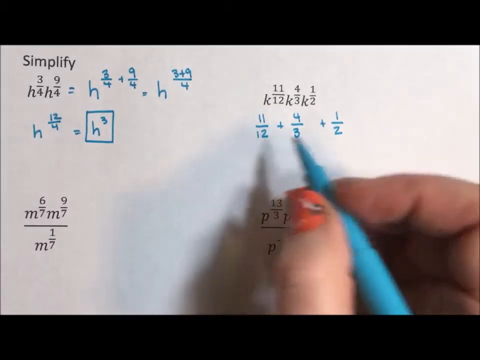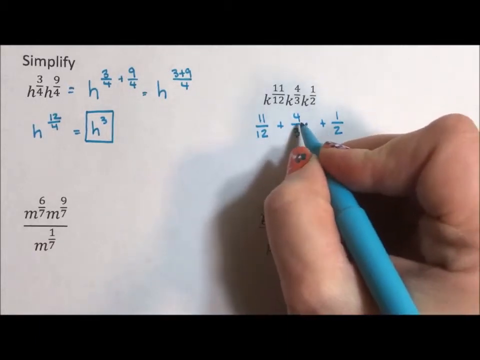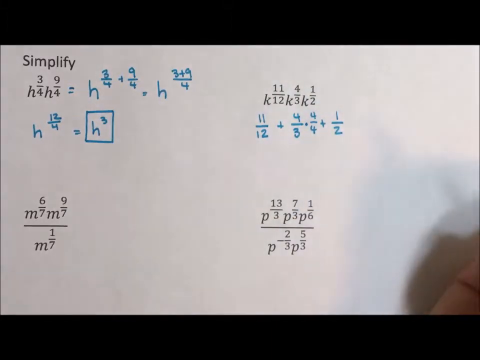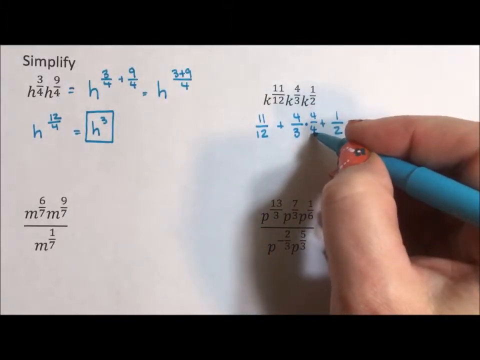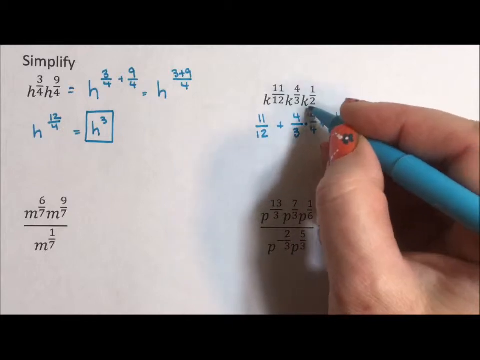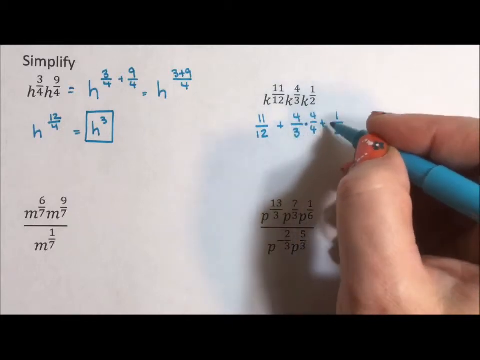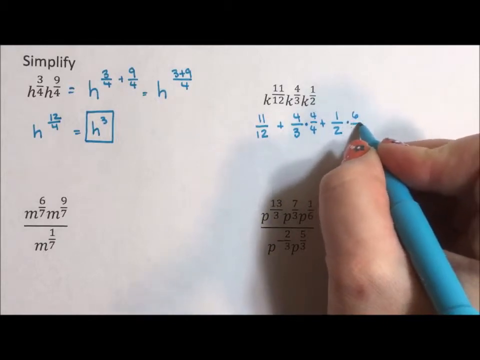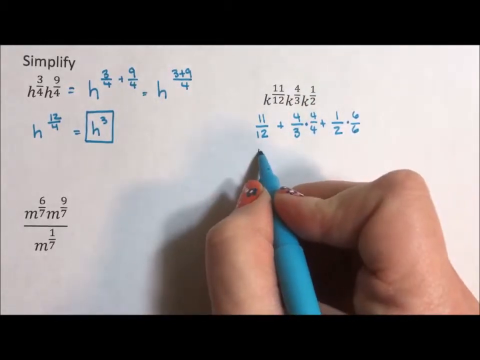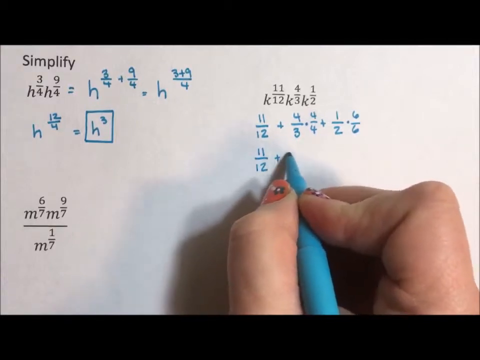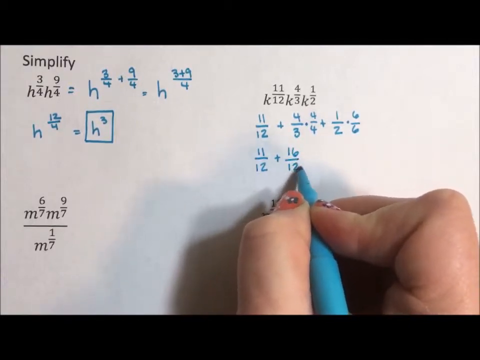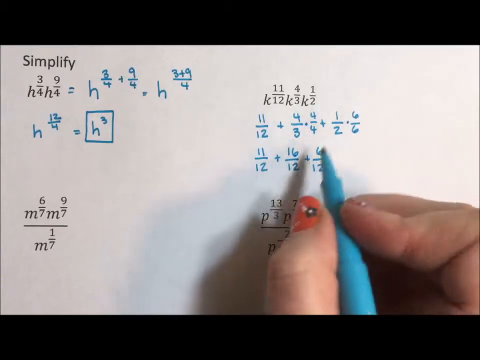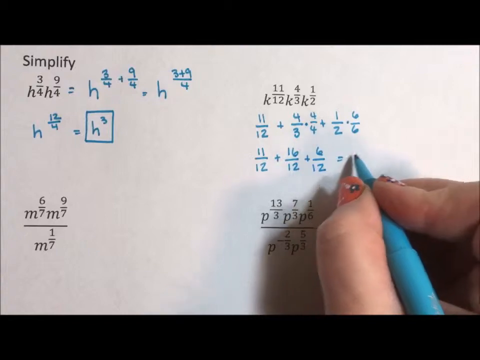To get all my denominators to be 12, I'm going to multiply this fraction by 4 over 4, so that the denominator becomes 12. 4 over 4 is just 1, so by multiplying this fraction by 1, I'm not inherently changing it. I'm just multiplying it by an interesting version of 1. And I'm going to multiply this fraction by 6 over 6. I end up with 11 over 12 plus 16 over 12 plus 6 over 12. So 11, 27, 33.